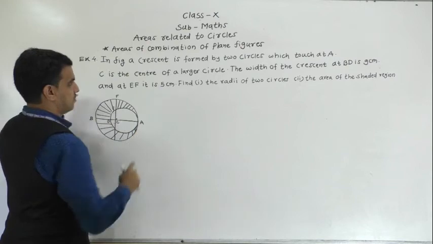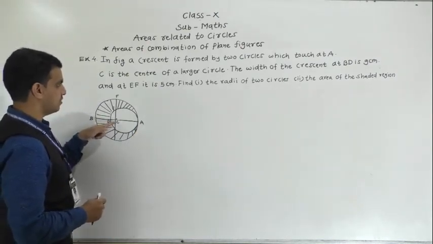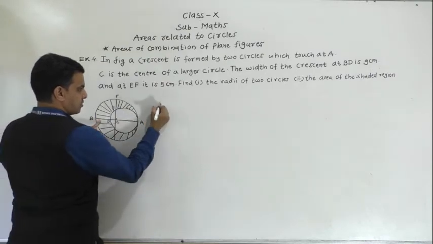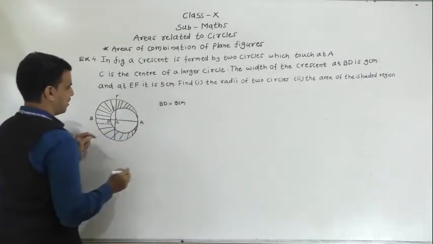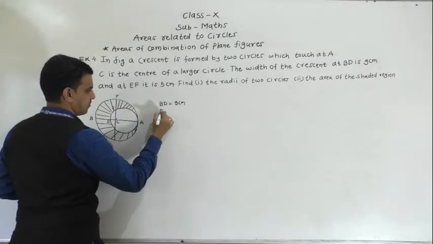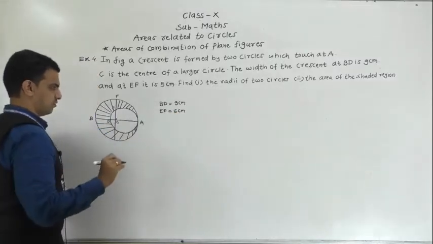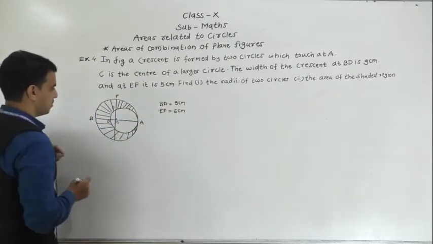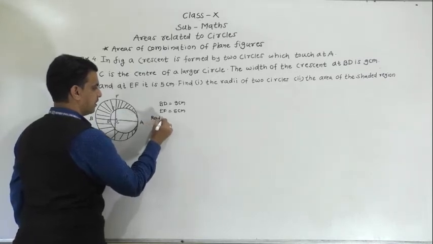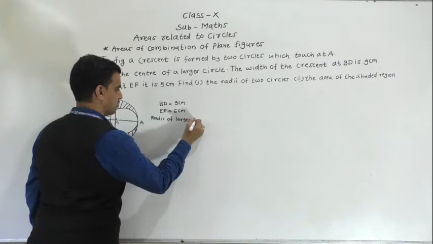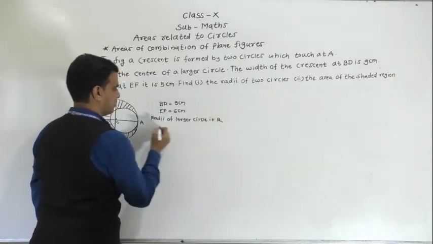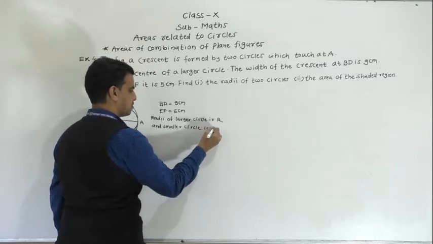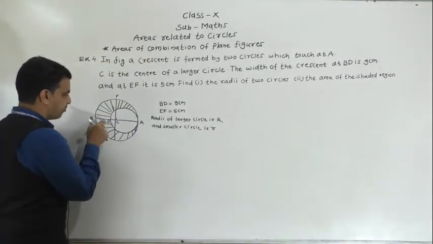Now what is given? C is the center of the larger circle. The width of the crescent at BD is 9 cm. So this BD is equal to 9 cm given, and at EF is 5 cm. So EF is 5 cm given, and we have to first find the radius of the two circles and then the area of the shaded region. So we suppose the radius of the larger circle is capital R and the smaller circle is small r.